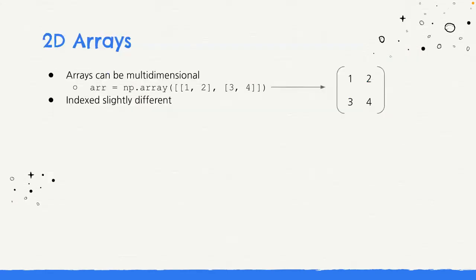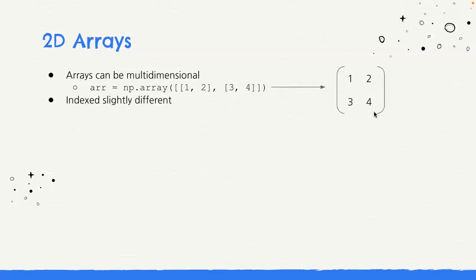So 2D arrays are basically matrices. They look like this when you make one. So you start off with your basic input: np.array, your parentheses, then your brackets. And then you input multiple arrays in there. Each array you input is one row. So this was my first array, 1, 2. That was my first row. And then my next input was 3, 4, which is my second row.